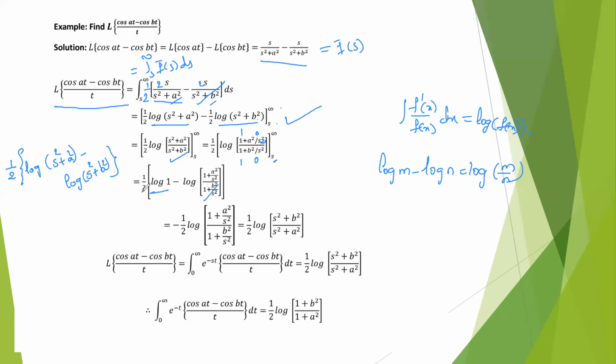So what is the next term? This 1 by 2 will be multiplied directly for this term. So minus 1 by 2 into log of 1 plus a square by s square divided by 1 plus b square by s square, which is nothing but this one only. It's not compulsory to do this. So what we got now? The answer is 1 by 2 into log of s square plus b square divided by s square plus a square. So like this, we need to evaluate the given function cos at minus cos bt by t.